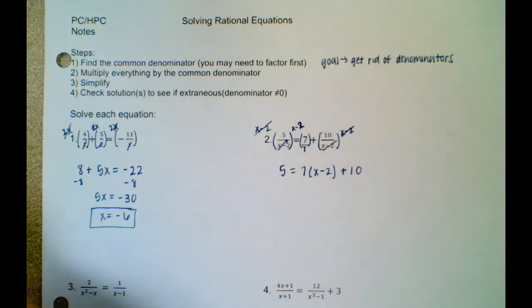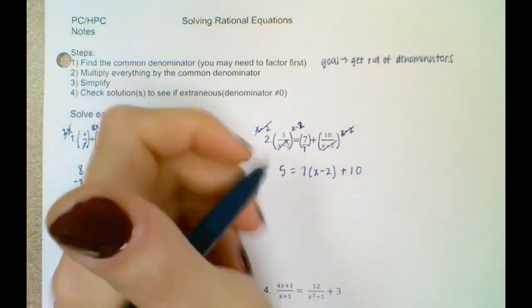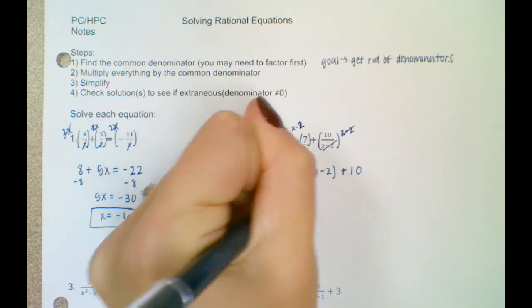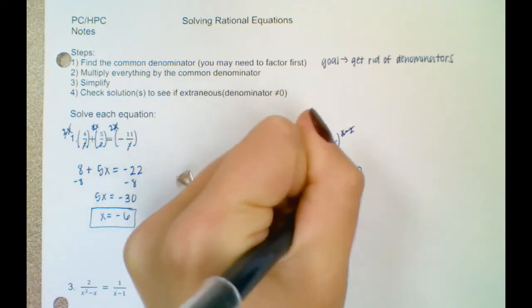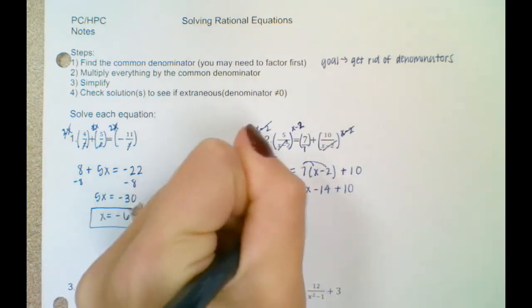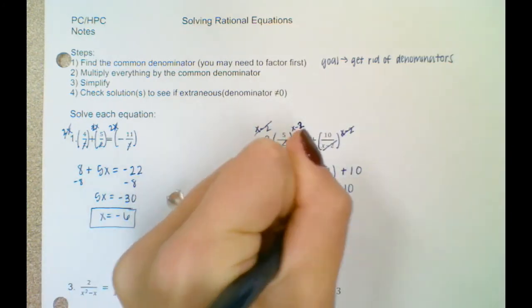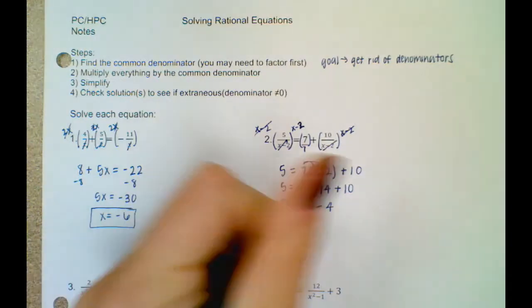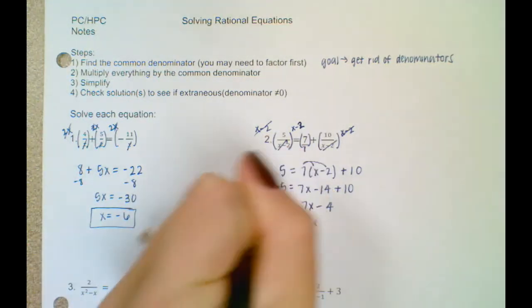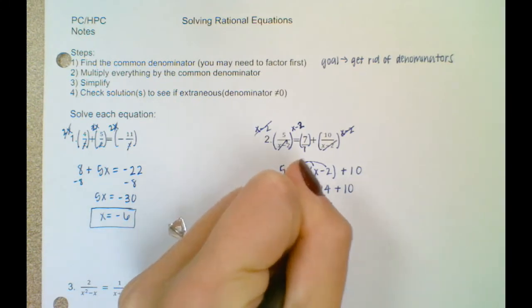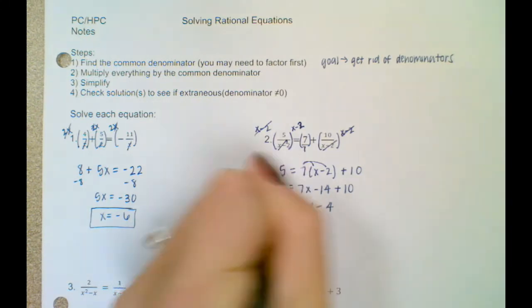Okay? Alrighty. Let's go 5 equals 7x minus 14 plus 10. 5 equals 7x minus 4. Add 4 to both sides, so 9 equals 7x. So x equals 9 over 7.